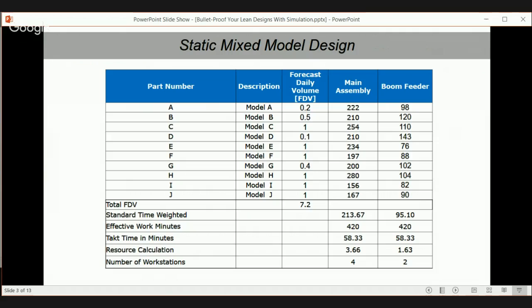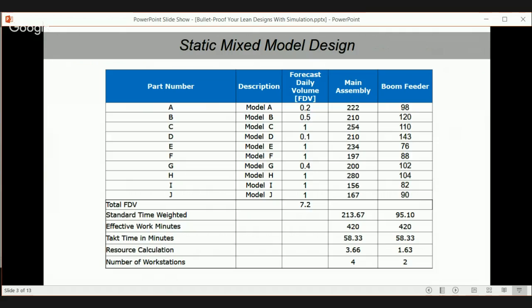And then we have effective work minutes. So 420 minutes is how many minutes a day are available with someone at the station actually doing work, not going to lunch, not going to meetings, not getting ready, not cleaning up, but actually doing work. 420 minutes per day, so it looks like one shift. Then we do a couple of simple calculations. Takt time in minutes is 58 minutes per unit, 58.33. That's simply the volume and the 420 minutes. Then we have a resource calculation: the work content time divided by the takt time, 3.66 for main assembly and 1.63 for boom feeder. If we're talking about workstations, we'd have to round up. So we have 4 and 2.